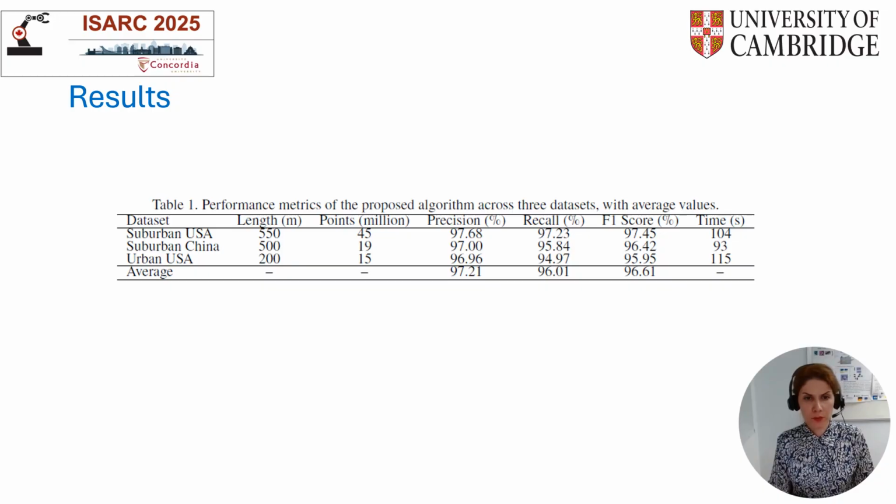Performance metrics of the proposed algorithms are listed here. Precision of all the methods shows good results. Recall for the urban area shows the least percentage, and also F1 score. And in the viewpoint of time, the urban area needs the highest time of processing.